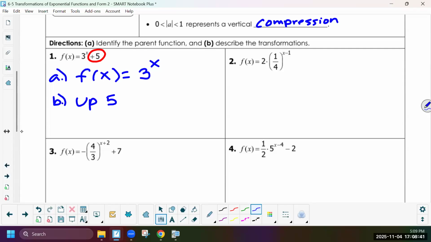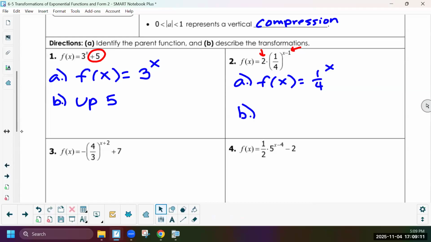Okay, if you're looking at number 2, the part that is affected by the exponent is the 1/4. That's my base to the x power. The parent function will always be a base and an exponent of x. All right, so for what transformed, I noticed there are 2 things that happen to this. I've got a 2 in the front and I've got a -1 up here in the exponent. So those are my 2 transformations. The A value is 2, which is greater than 1. So that is a stretch by 2.